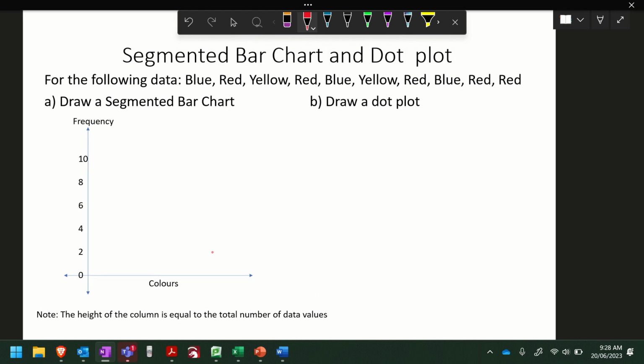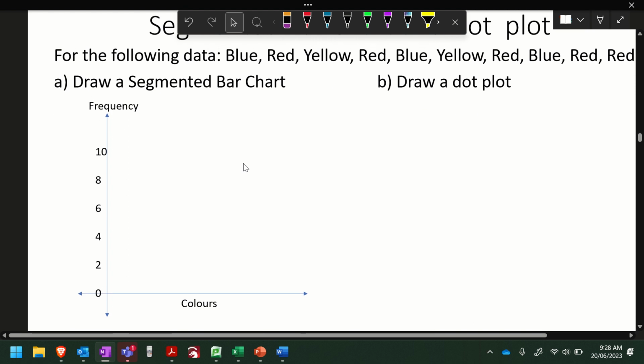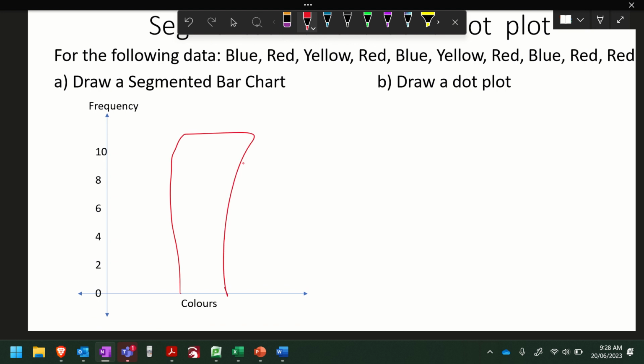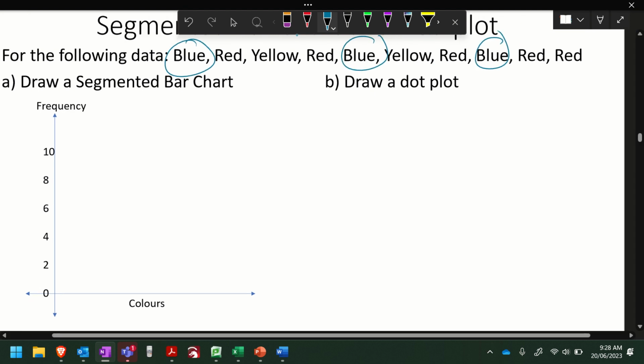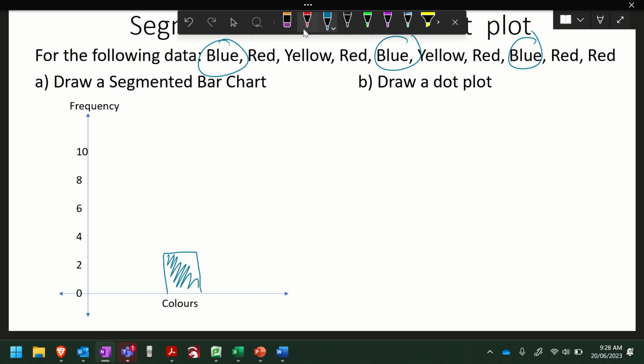Let's do a segmented bar chart. Okay, and this will kind of make more sense now because we're doing an actual question. So we need to look at our data and see again how much of each we have. So our frequency tells us that in total there should be 10 altogether. Yeah. So if you look at that, let's look at the colors. For blue, I can see that I've got 1, 2, 3, 3. So all you're doing for blue is drawing your bar up to 3. Just there. And that's our blue.